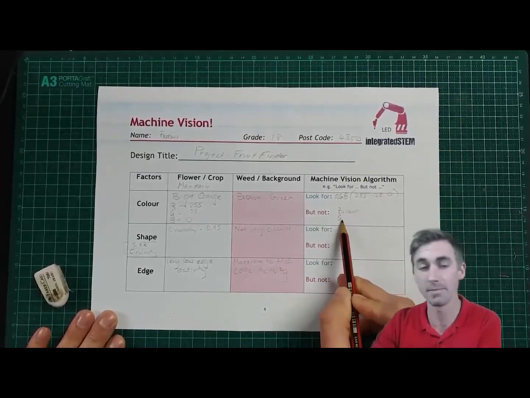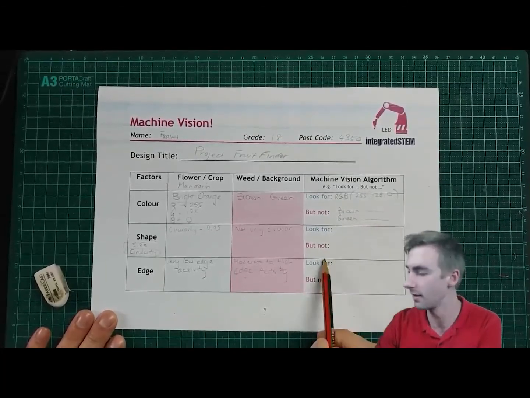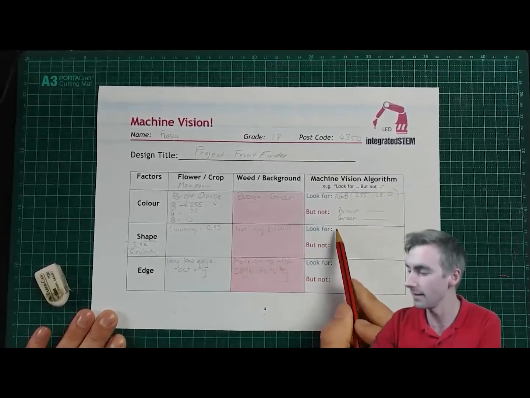Now for a challenge, as I mentioned, you could put the RGB values in for that, for your own image. The next one is look for a high circularity.